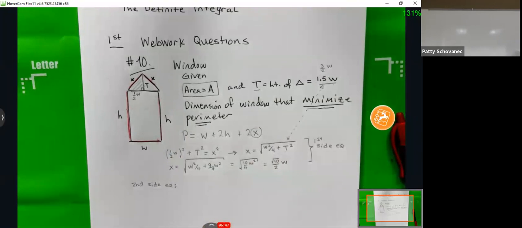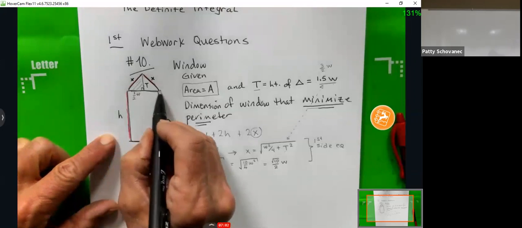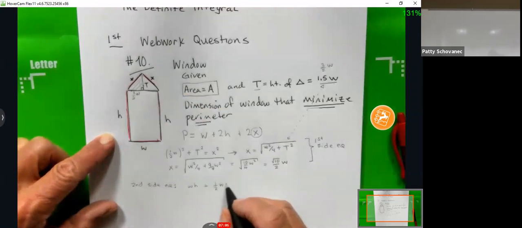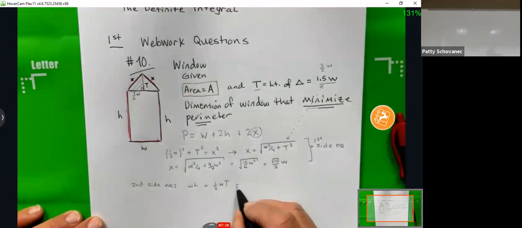We've got the area of the rectangle plus the area of the triangle is going to equal the number a. So the area of the rectangle is w times h. The area of the triangle is 1/2 its base, which is going to be w, times its height, which is t. That area should be the number a.